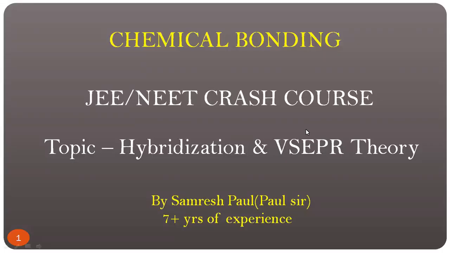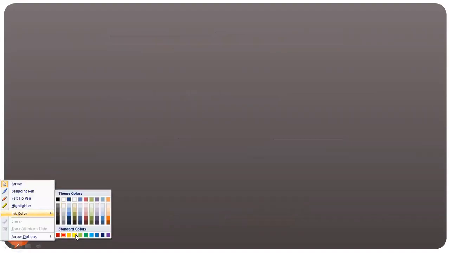Today my topic is from chemical bonding, that is hybridization and VSEPR theory. It is very important for NEET examination. So we know what is hybridization. Hybridization is intermixing of atomic orbitals of almost the same energy or slightly different energy to form new orbitals, called hybrid orbitals. Hybridization कितने type के होते हैं, we know.